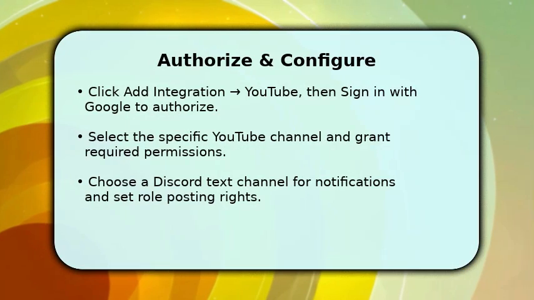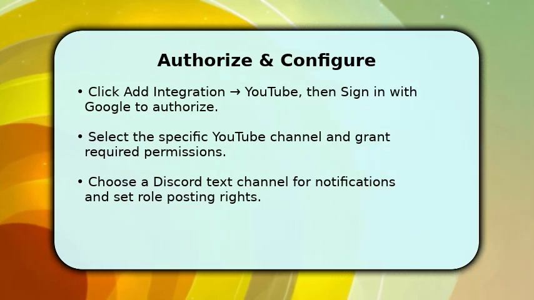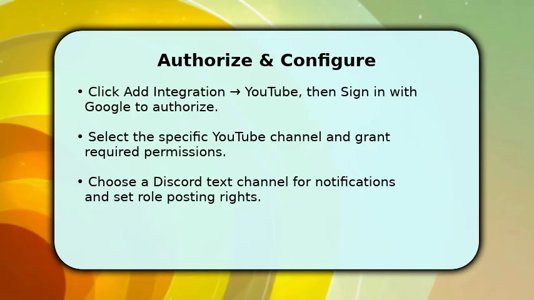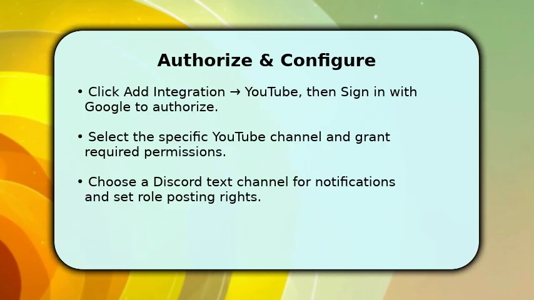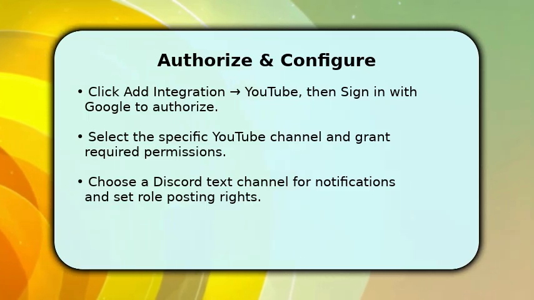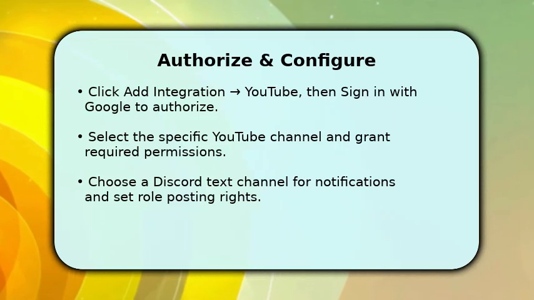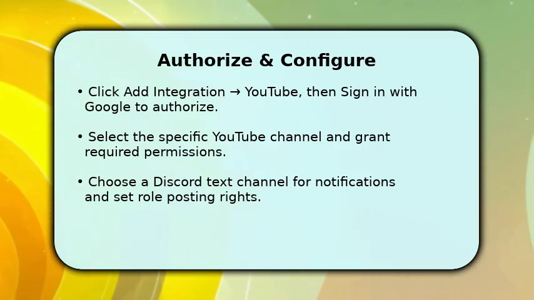You'll now authorize the connection. Click Add Integration and pick YouTube, which opens a Google sign-in prompt. Choose the channel owner account and accept the requested permissions. Once authorized, select the exact channel you want to link. This ensures the right content gets posted.